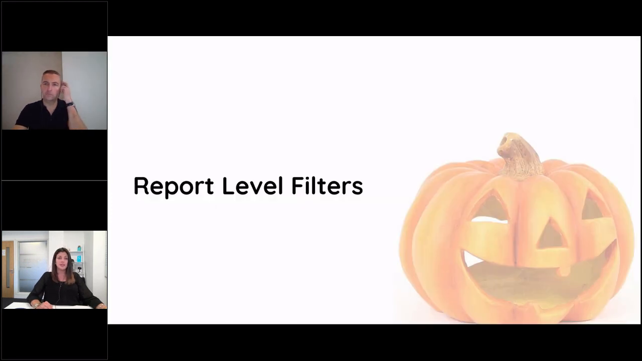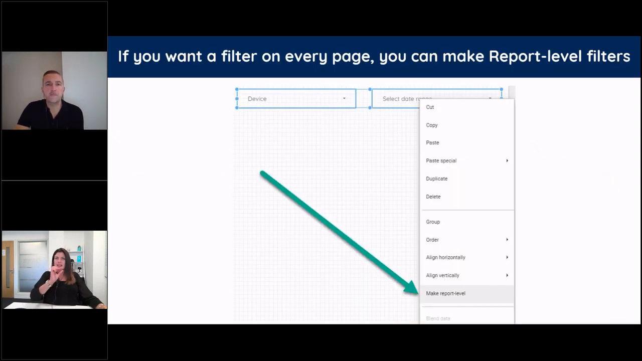A report level filter is something that has been an absolute requirement in all of the reports that I put together. There are certain filters that I like to put at the top of my report. So in this example here, I've got the date and I've got device. And if I didn't set a report level filter, I'd have to apply those filters to every single page in my Data Studio report. So what you can do now, if you click on both of them, right click and then make report level, every page and subsequent page that you create thereafter will have those filters listed at the top.